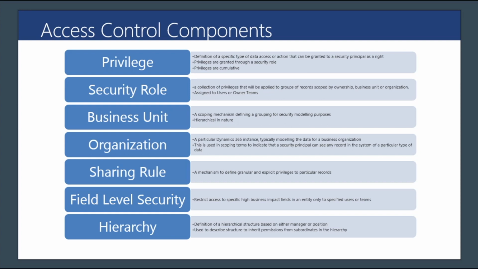Security roles are a collection of privileges that can be applied to groups of records within the system. And again, there's various scoping mechanisms, which we'll cover in a bit more detail, that include things like user level access, business unit, or organization level access. Security roles are assigned to users or owner teams within the system. Again, the permissions that a security role grants are cumulative. So if a user is assigned multiple security roles, their access within the system will be the culmination of all of those security roles.